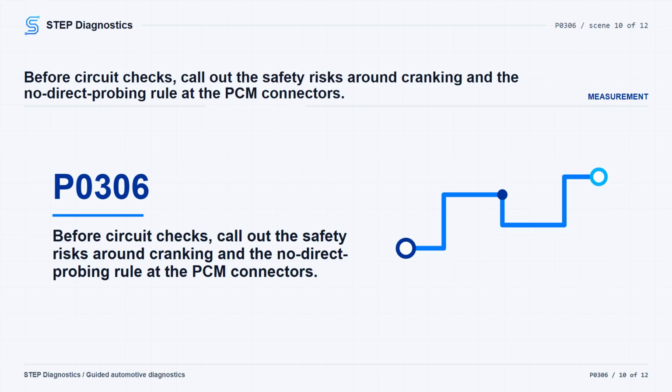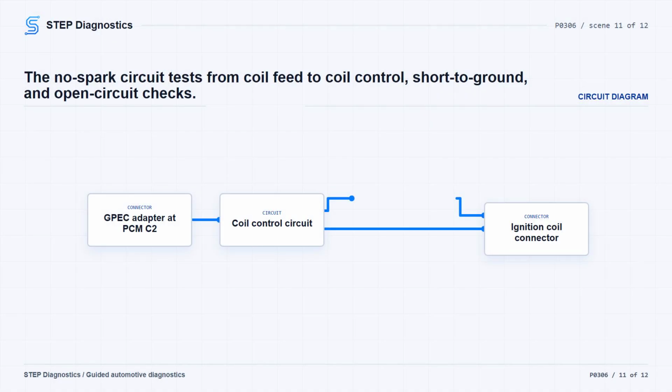If the feed is good, use a 12-volt test light connected to a 12-volt source and back probe the coil control circuit at the ignition coil connector. Crank the engine for 5 seconds. If the light blinks brightly while cranking, the control circuit is being driven and the ignition coil is the supported repair. If the light stays on constantly, check the coil control circuit for a short to ground.